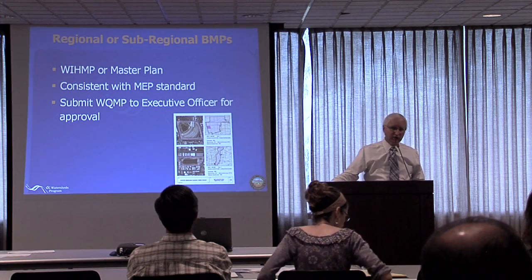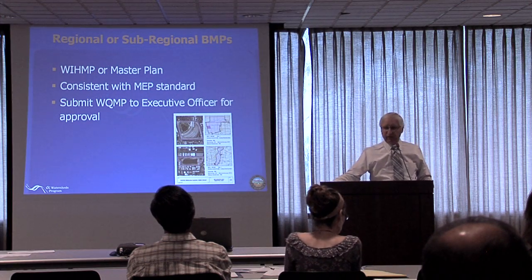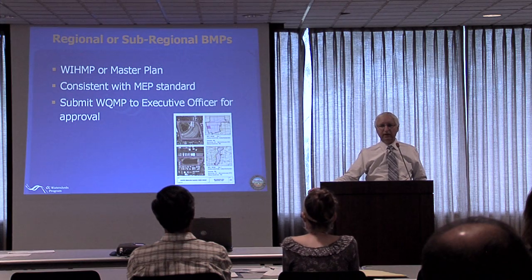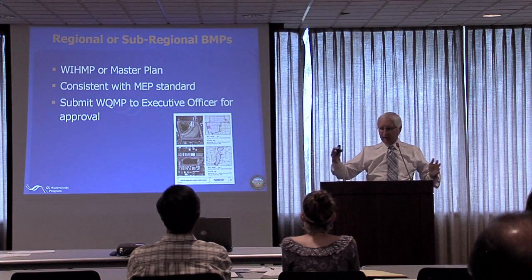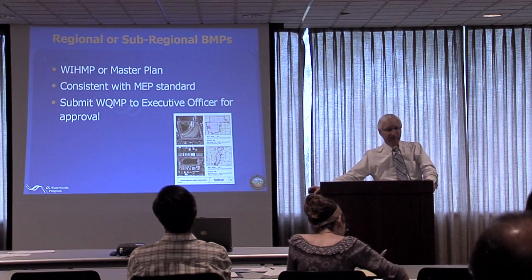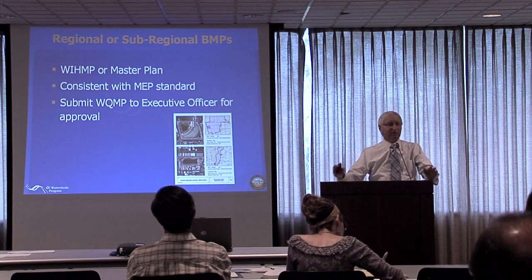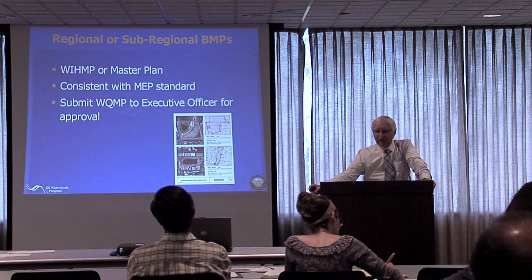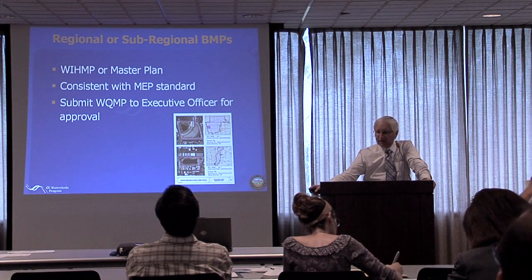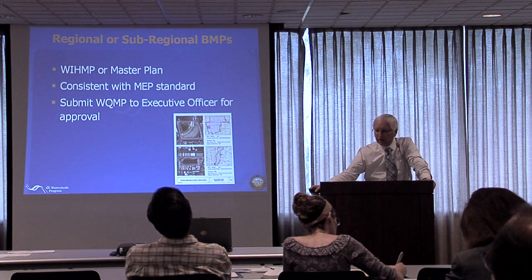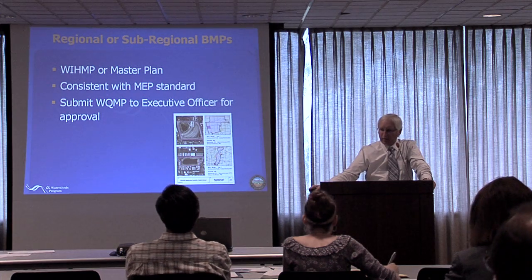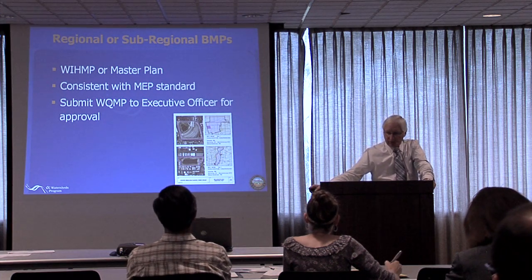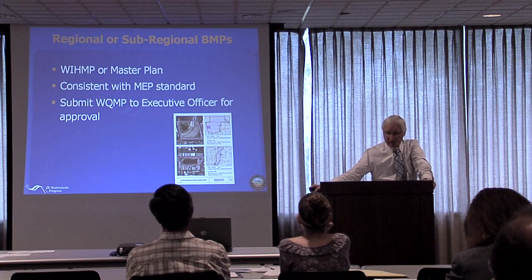This issue of regional, sub-regional BMPs. First of all, they can be and should be and need to be identified through a watershed planning process. They end up calling it the WIMP. A lot of people are saying that it's stronger than a WIMP. It sounds kind of wimpy, but anyway, that has to be consistent with the MEP standard, and that should say WIMP, not WQMP. I just realized that. That has to be approved by the executive officer.